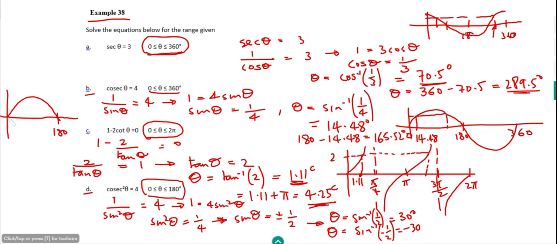Looking at the negative one first of all, that would be there, minus 30, and that's minus a half. We can see that in the range 0 to 180, the sine graph never actually goes negative. So we can reject this one because there are no solutions in the range.